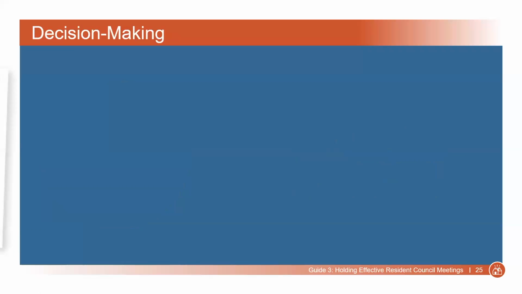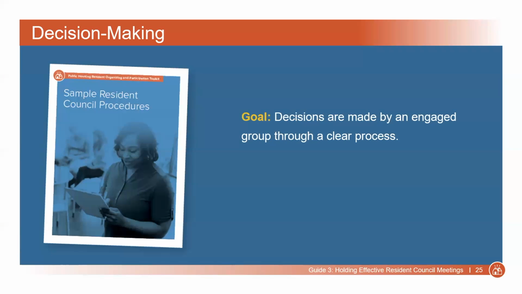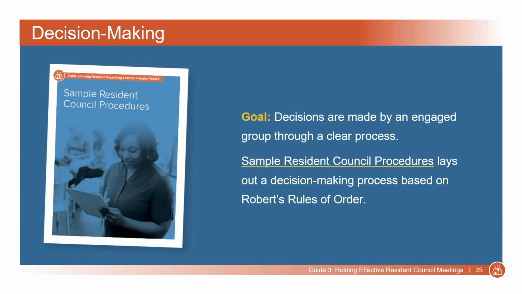You will not always use the same decision-making process. The goal is to ensure that decisions are made by as much of the group as possible through a clear process so that participants feel respected and heard. Depending on what decisions the resident council is making, there are different processes you can use. While the facilitator will guide the decision-making process, the resident council as a whole makes the decision. The sample resident council procedures offer a decision-making process based on Robert's Rules of Order, but there are other decision-making processes that resident councils can use.